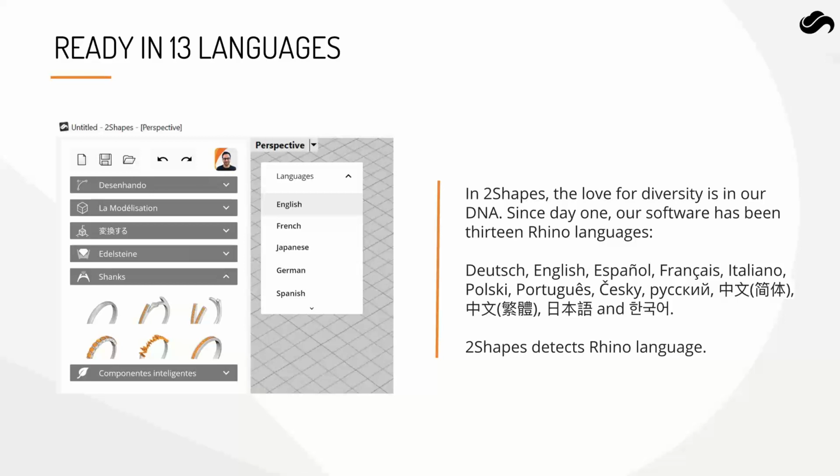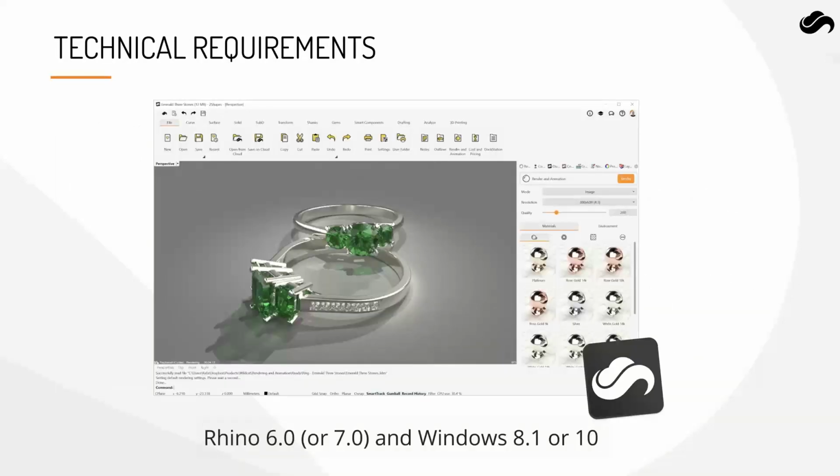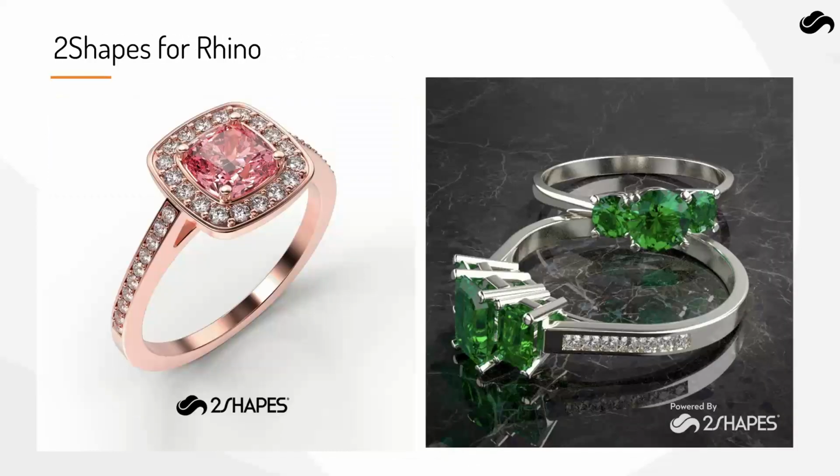Languages. We are translating to the 13 languages of Rhino. It's in English, Espanol, French, Italian, Chinese, Korean, Japanese. Then you can use it as you want. And 2Shapes for Rhino works on Rhino 6 and also on Rhino 7. Rhino 7 is beta, but we are always deploying the same version for Rhino 6 and Rhino 7. But you need Windows 8.1 or Windows 10. And here are some renders for 2Shapes for Rhino and Cycles.